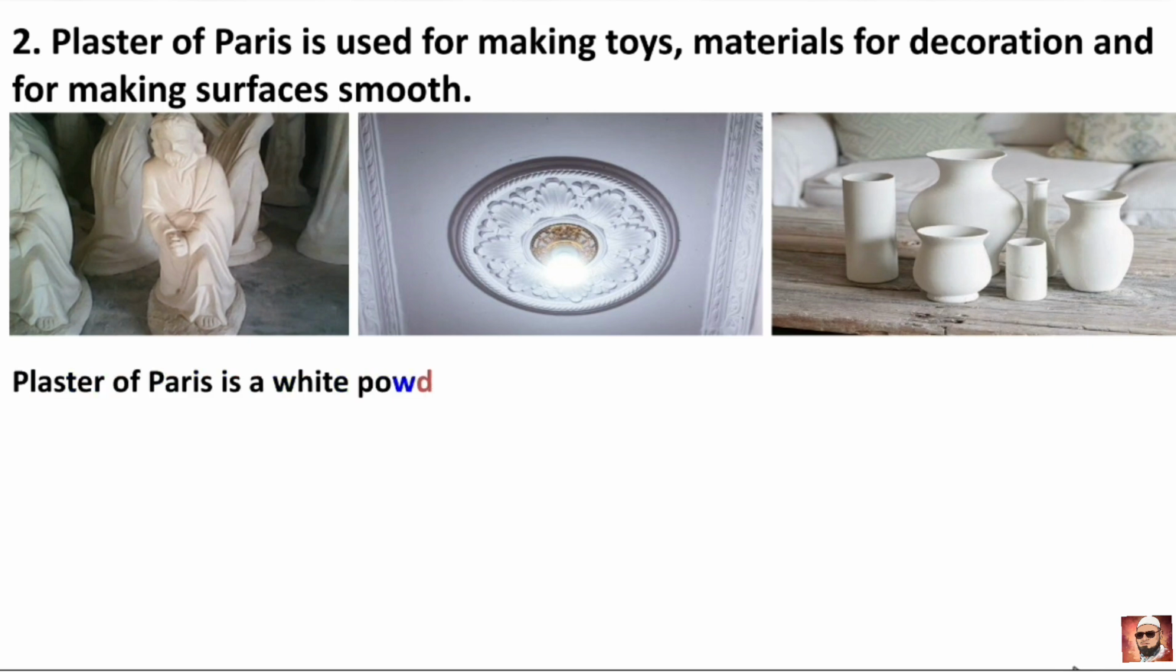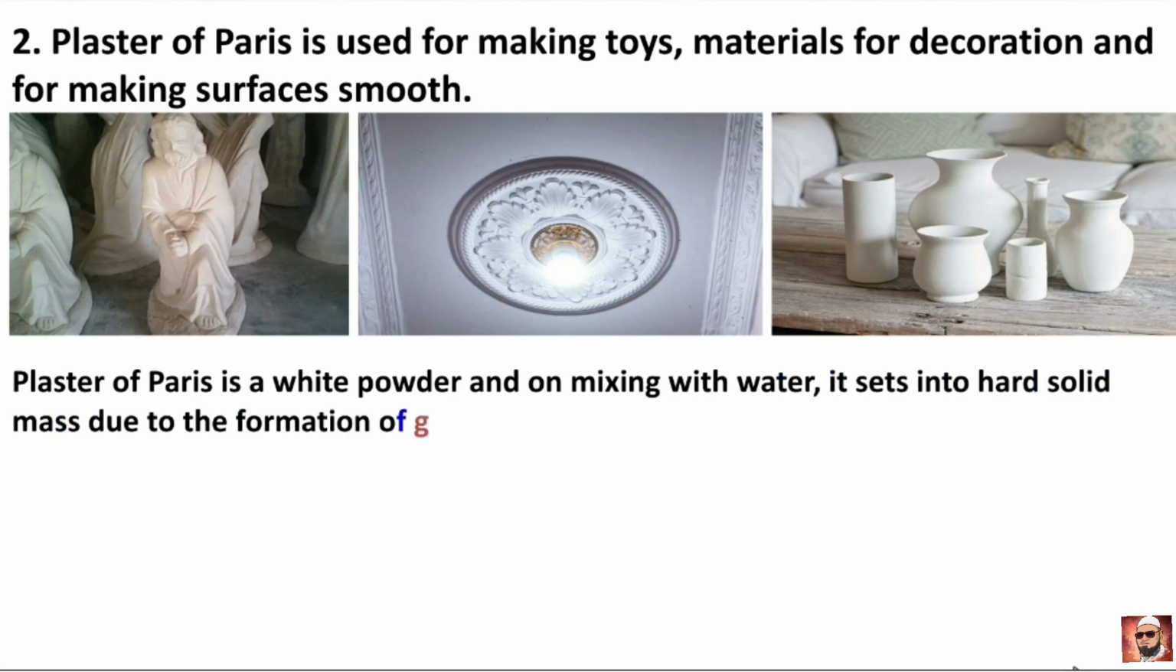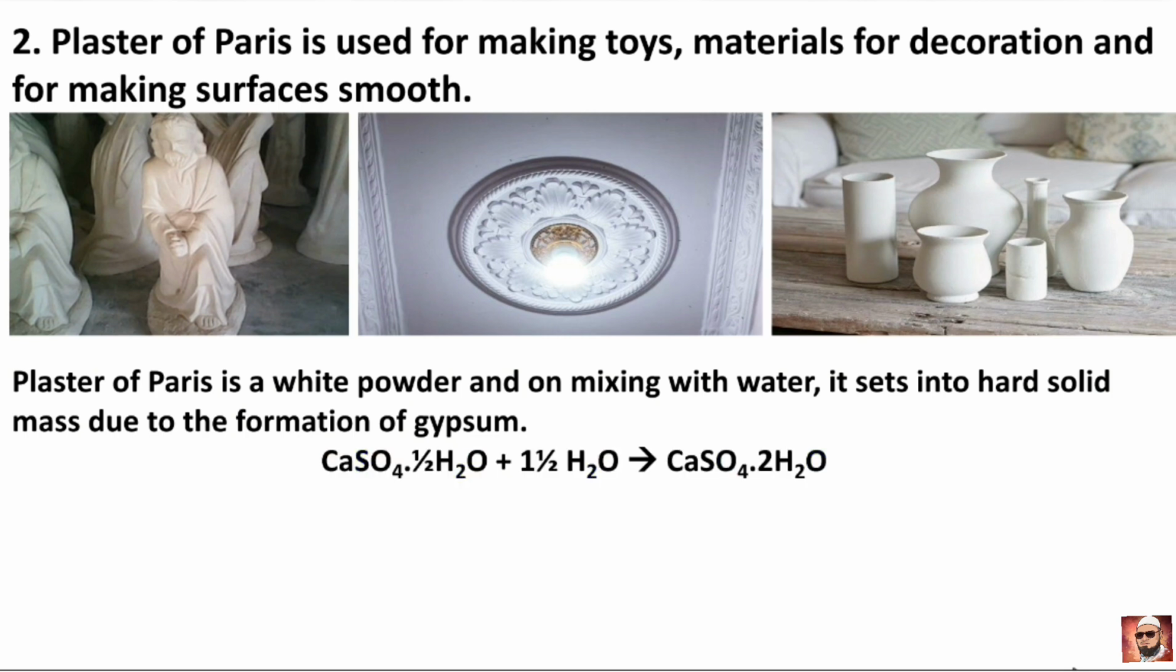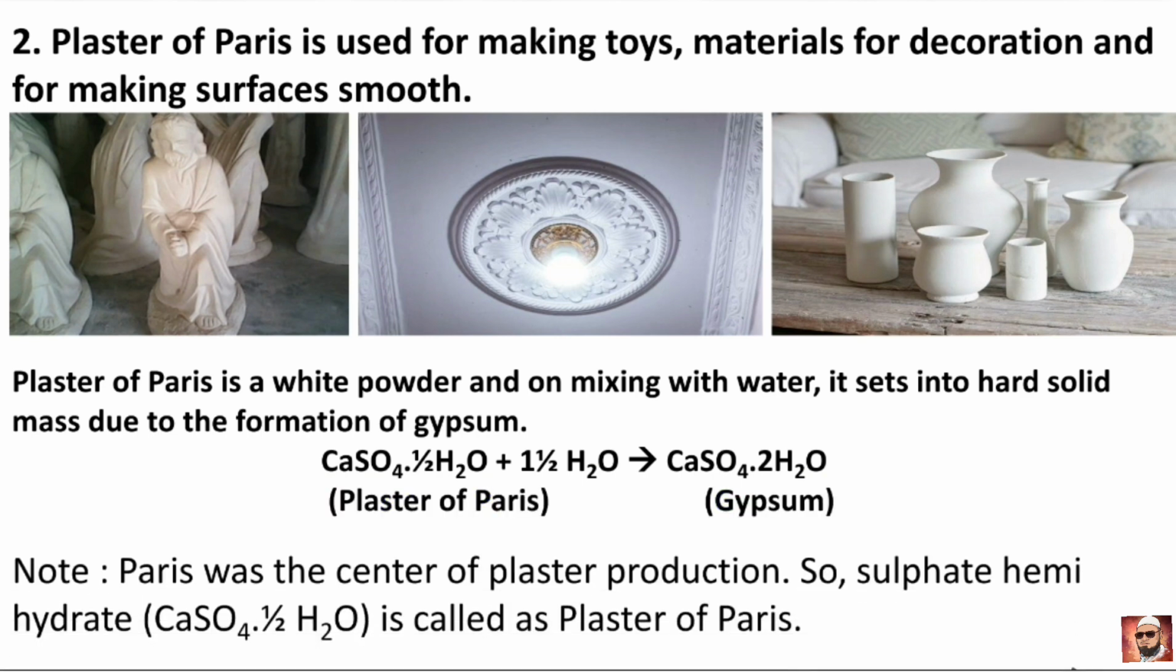Plaster of Paris is a white powder. When we mix it with water, it sets into a hard solid mass due to the formation of gypsum. You can see the chemical reaction for that: plaster of Paris, CaSO4·1/2 H2O, when mixed with water, becomes a hard solid mass, that is gypsum, CaSO4·2H2O. Note: Paris was the center of plaster production. So calcium sulfate hemihydrate, CaSO4·1/2 H2O, is called plaster of Paris.